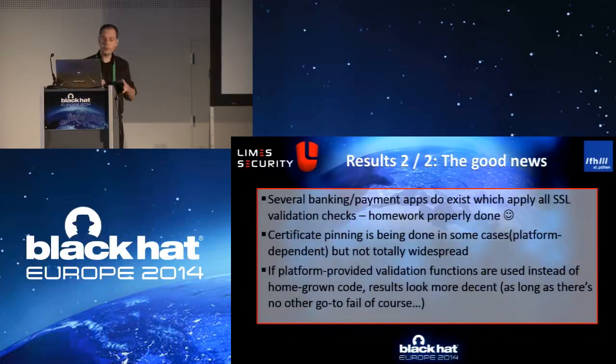Also, if the developers use the platform-provided validation functions, the results look much, much better than if homegrown crypto and validation functions are used. So not a big surprise, same here.